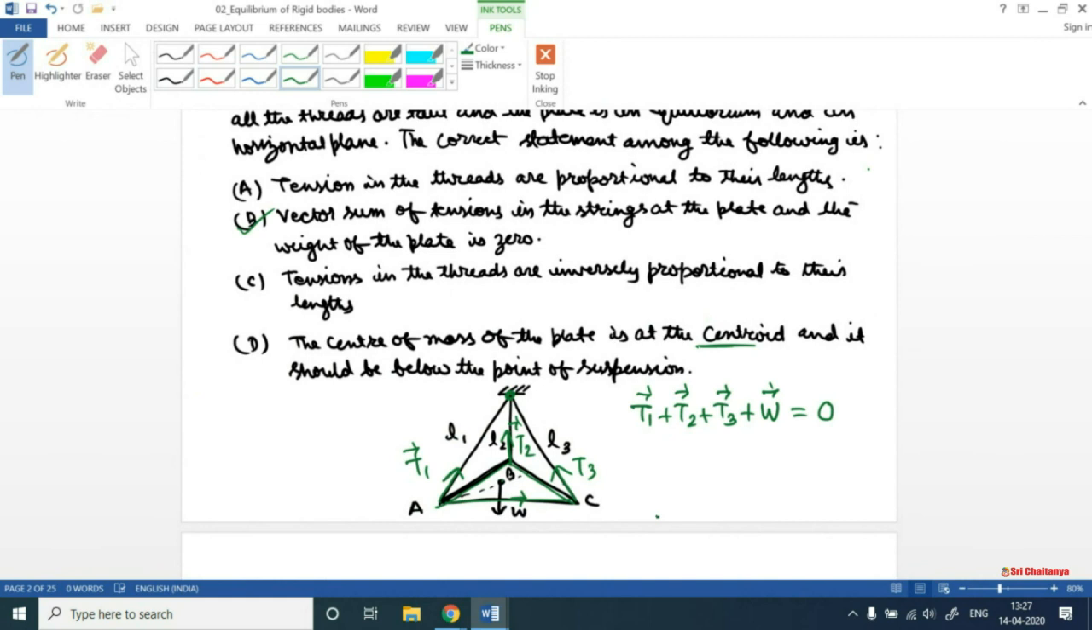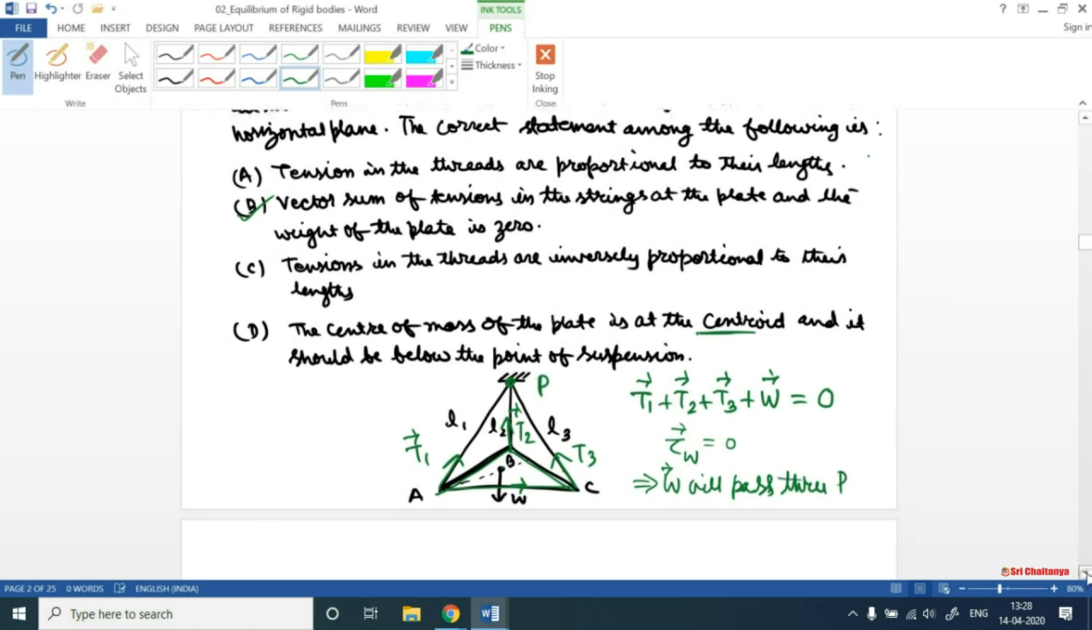So since the net torque about the point of suspension is going to be 0, the torque due to its weight is also going to be 0, because the torque due to T1, T2, T3 are 0 as well. So that means the arm of the weight with respect to this point will be 0 as well. So that means W will pass through P. So this is, let's say, point P.